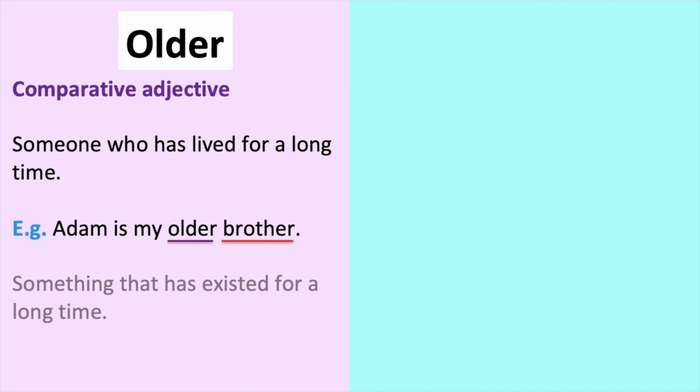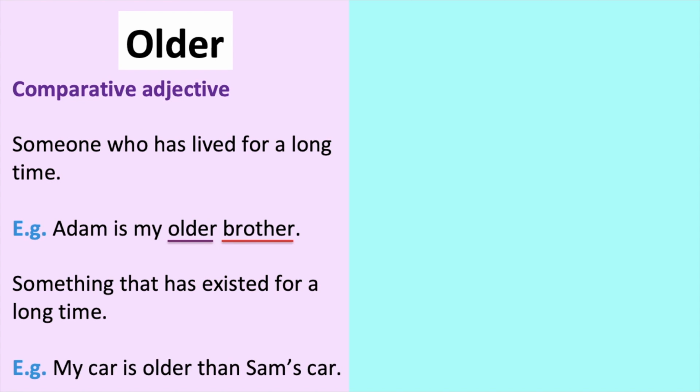Older can also be used to describe something that has existed for a long time. For example, my car is older than Sam's car. In this example, we have a predicative adjective. The adjective follows a linking verb and modifies the subject of the sentence.